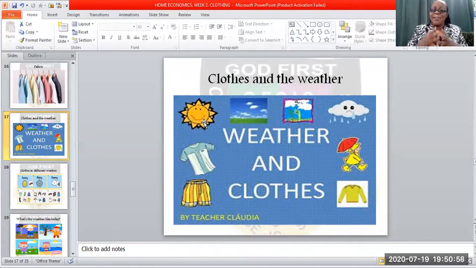Whether the weather is Harmattan period, you know, dry, cold wind, Harmattan season, whatever the weather is, we must be able to wear clothes that will prevent the weather from disturbing us, from injuring us, from harming our health. That is the essence of clothing.